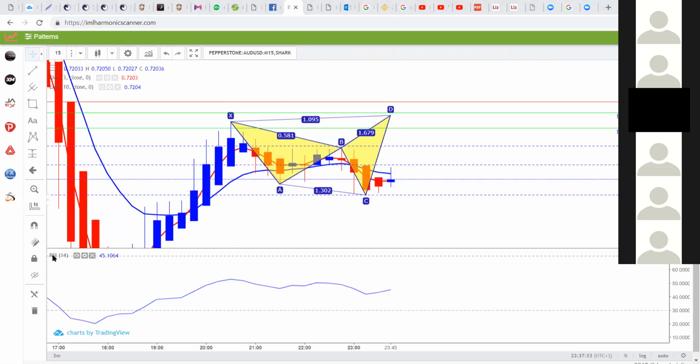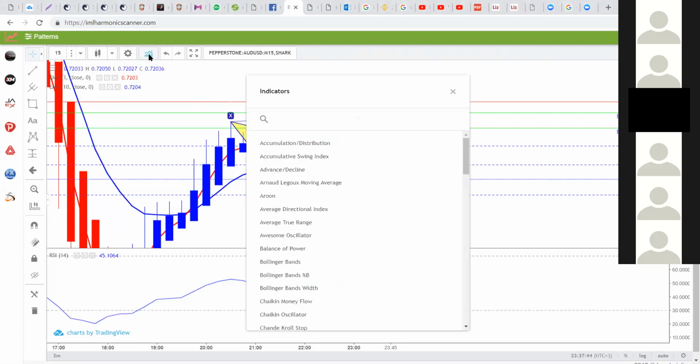the RSI. The RSI is already here, so you don't need to re-add RSI. You can see RSI. But we're going to add some other things. So we're going to click indicators again.